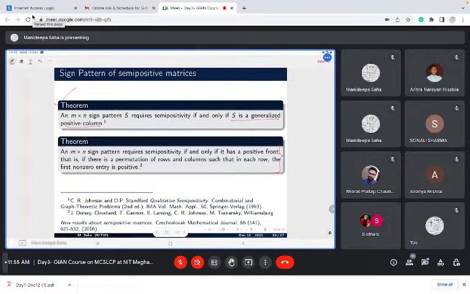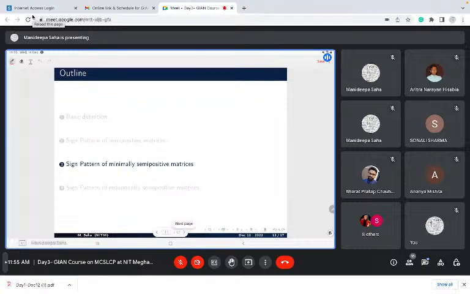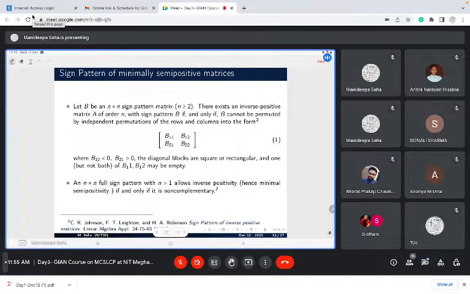Now I would like to move to the next topic, where we define the sign pattern of the minimally semi-positive matrix. That means the sign pattern that allows minimal semi-positivity or that requires minimal semi-positivity. I'm talking about this in terms of the property. To start with that, let us see a few things which I will be requiring.